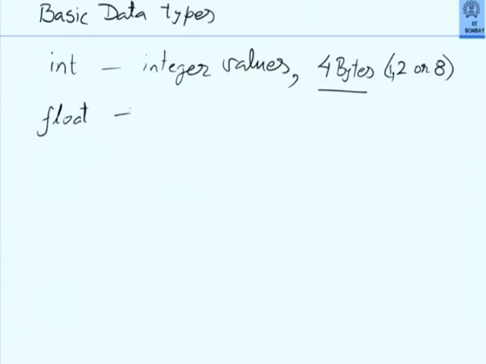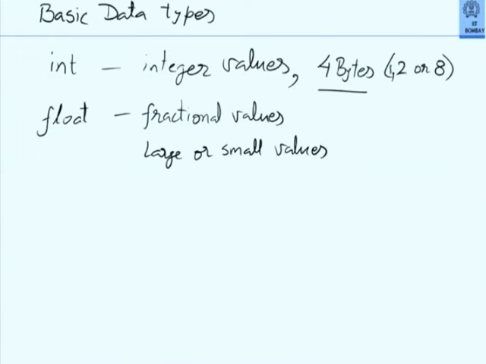Then there is a float data type. It typically has fractional values, and it also has large or small values. How many bytes does a float occupy? 4 bytes, although optionally it can have 8 if you just say double. So double is 8 bytes. But we have been mostly using 4 byte floating point.